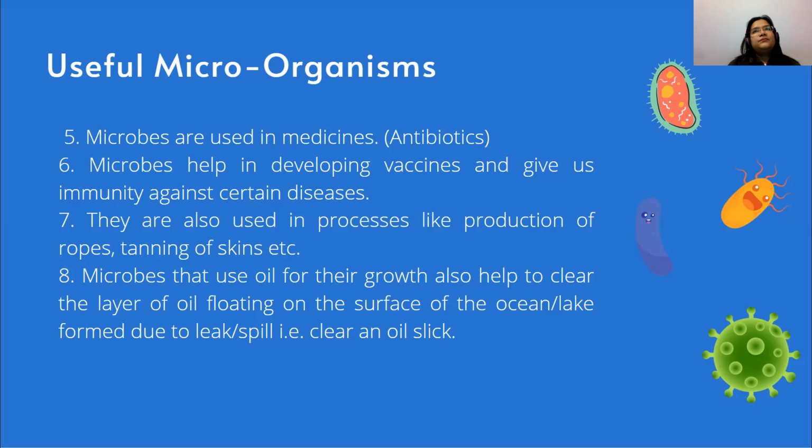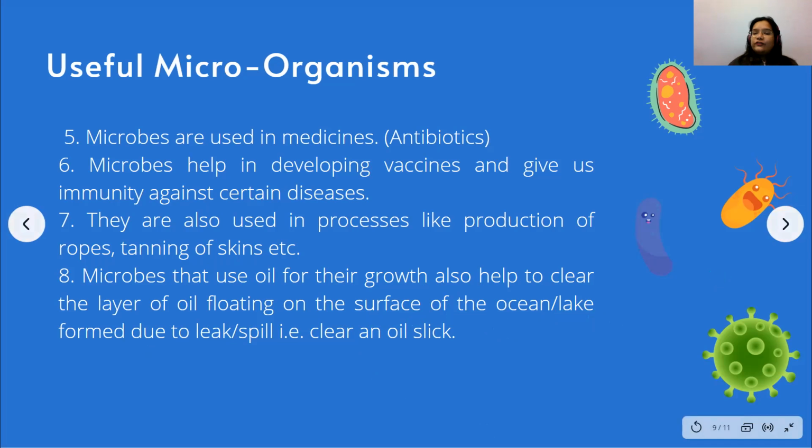They are also used in processes like production of ropes, tanning of skins, etc. They are also used in other processes, like in a biogas plant. The fertilizer that you get from a biogas plant is also used as manure for plants. So this is how it develops.